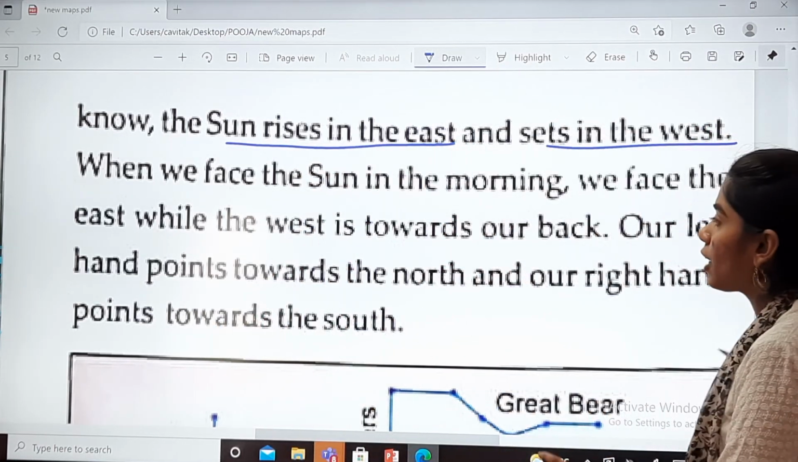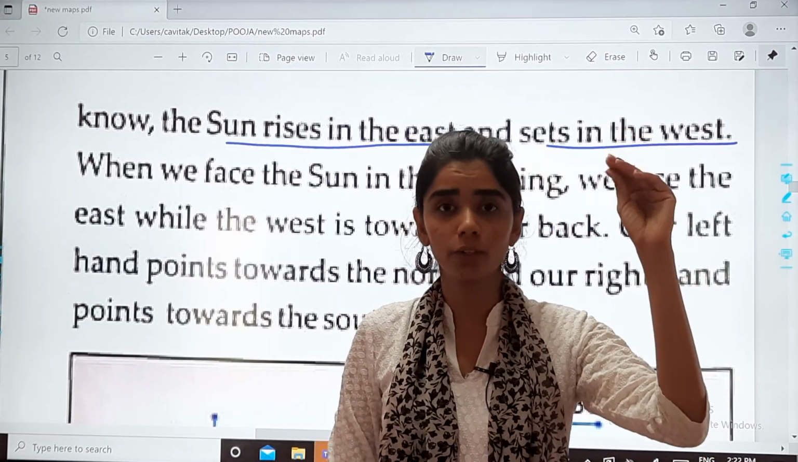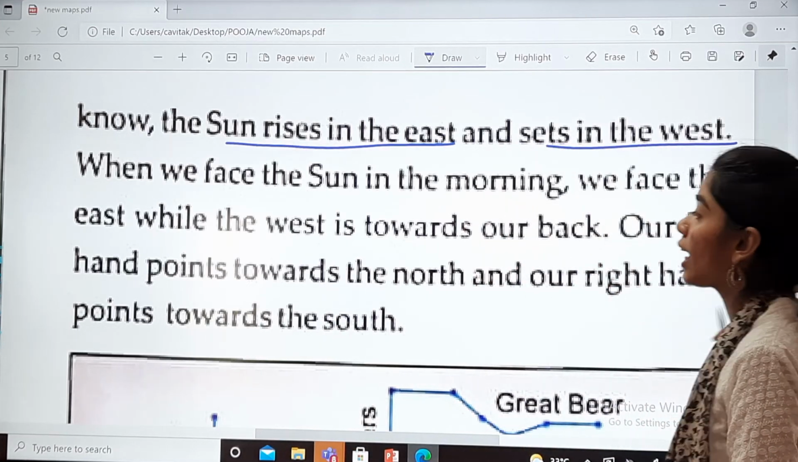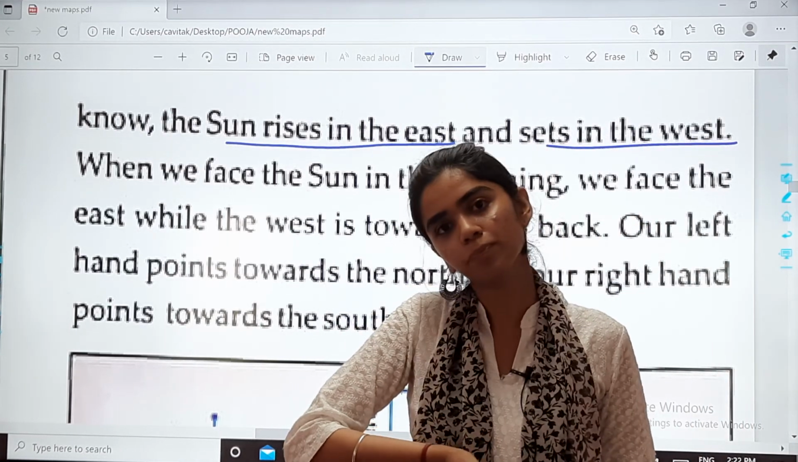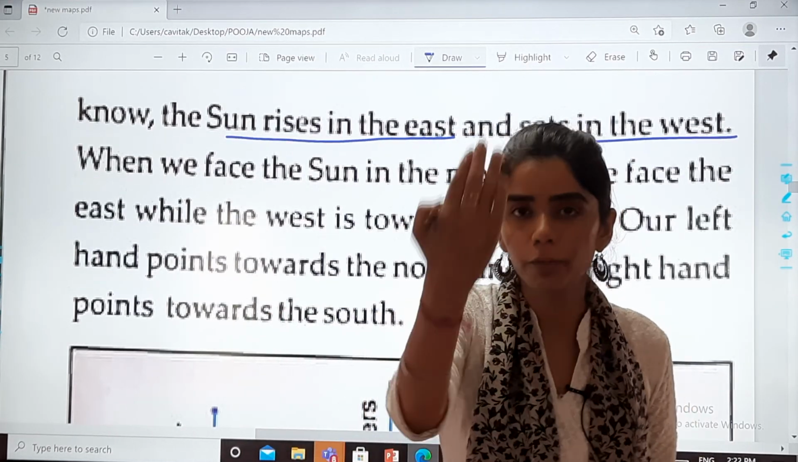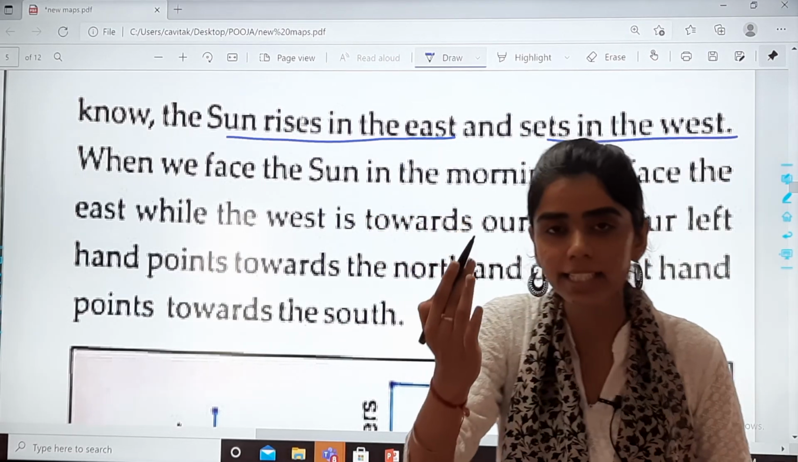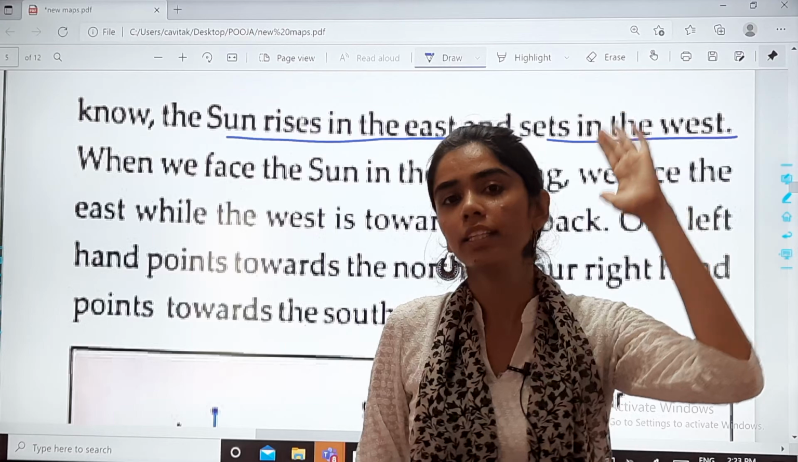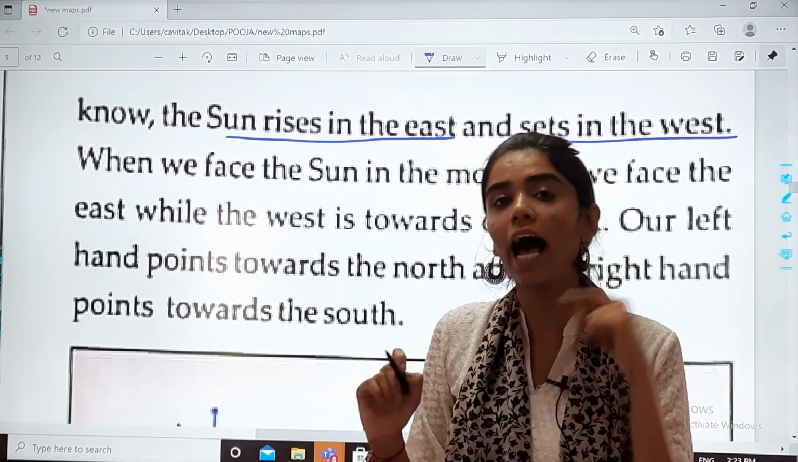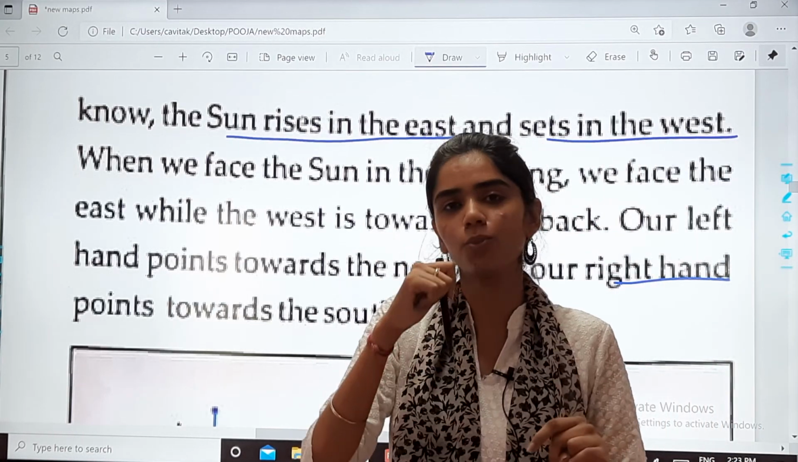Our left hand points towards the north. Now this is my left hand. So it points toward the north and the right hand points towards the south. Once again I will repeat. When we face the sun, it is east, and at our back it is west. The left hand points towards the north and the other hand, that is the right hand, points towards the south.